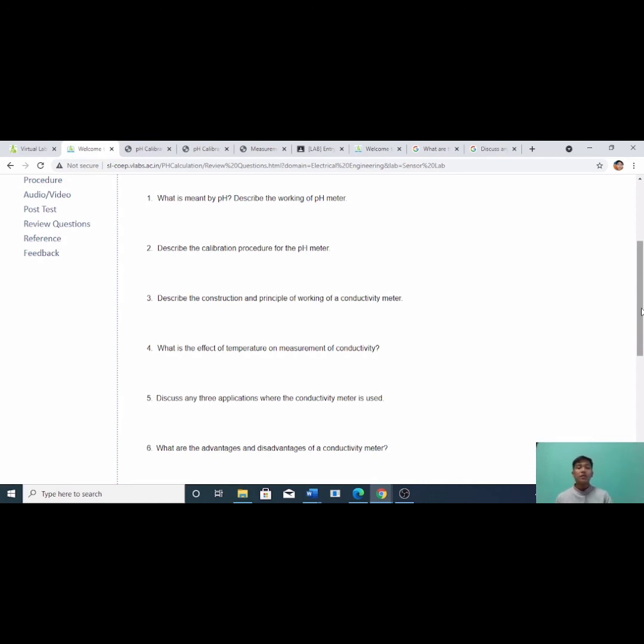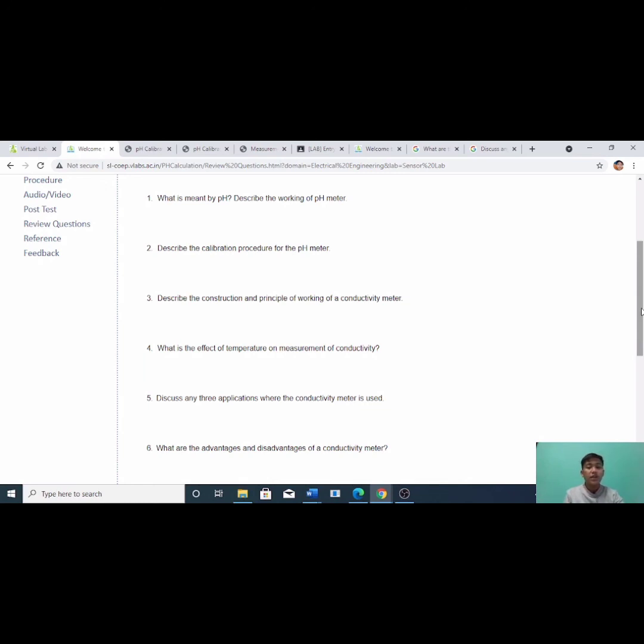For number 3, describe the construction and principle of working of a conductivity meter. So, the principle by which the instrument measures conductivity is simple. You have 2 plates placed in the sample, then a potential is applied across the plates, normally a sine wave voltage, and the amount of current that passes through the solution is measured. So we have this negative and this positive, and they excite the charges, creating current, and that will be measured.